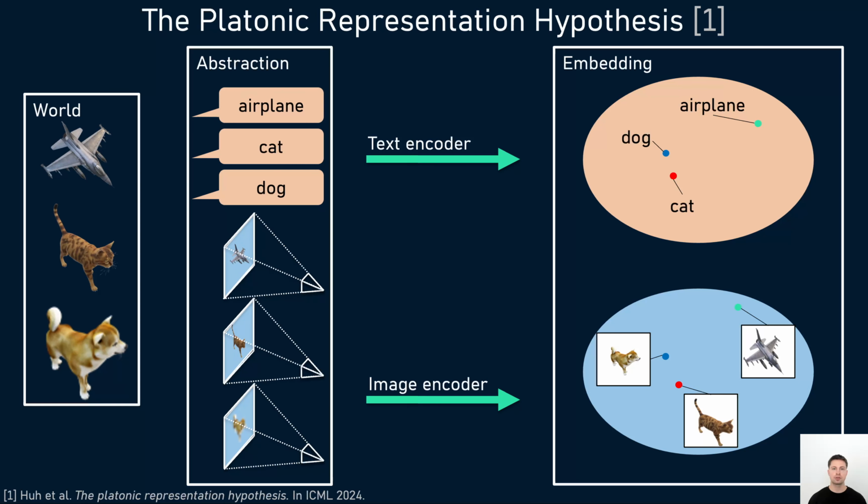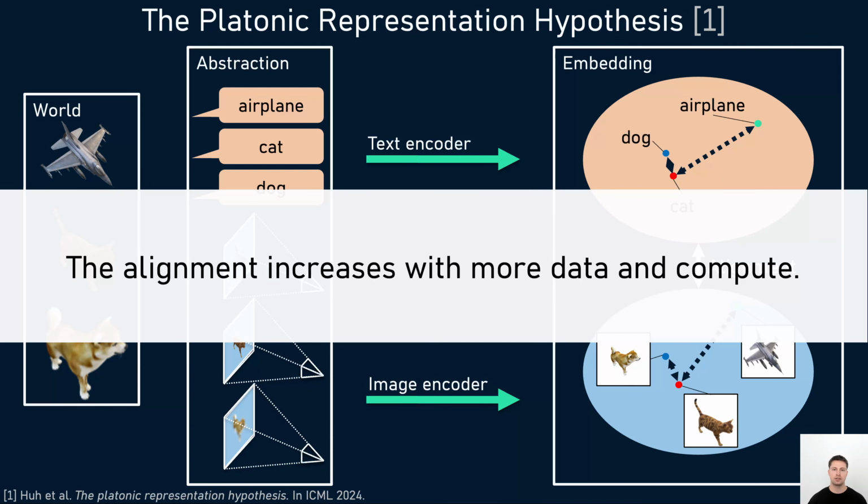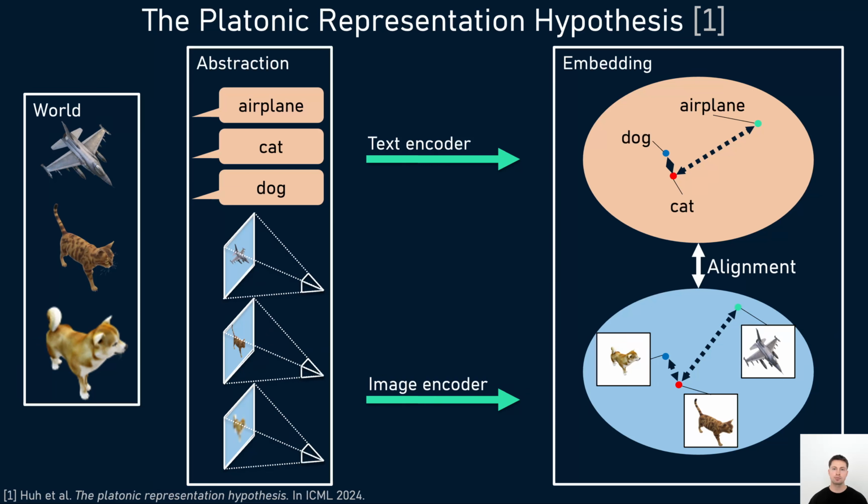The Platonic representation hypothesis mainly evaluates how close the distances between two objects represented in vision and the distances between the same objects represented in language are. So whether the cat is closer to the dog than to the airplane in both spaces. They find that with increasing compute and data, the pairwise similarities become more aligned. This means that for large enough models, the cat is probably closer to the dog than to the airplane in both the image and the text embedding space.